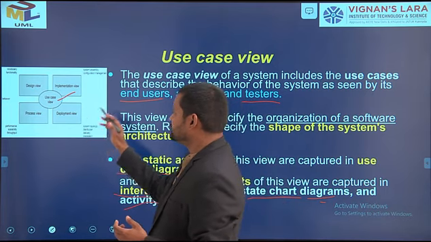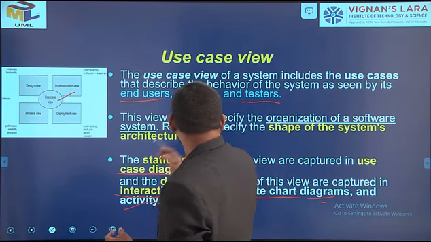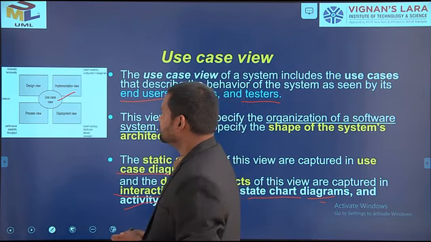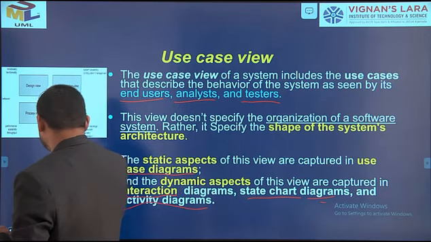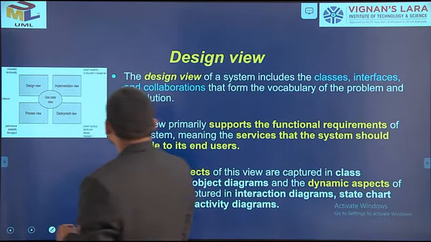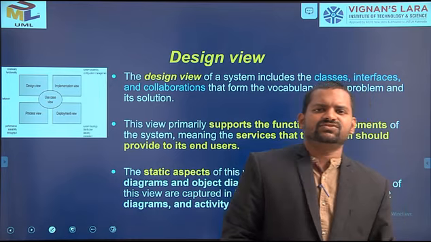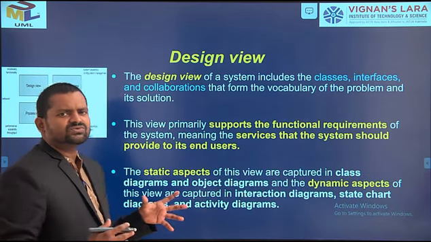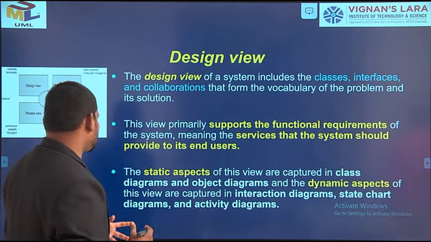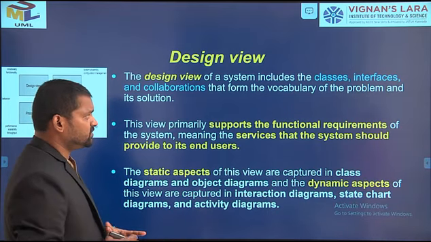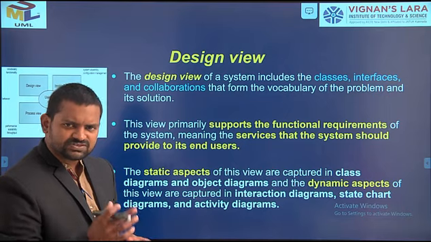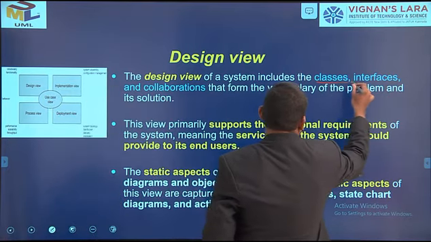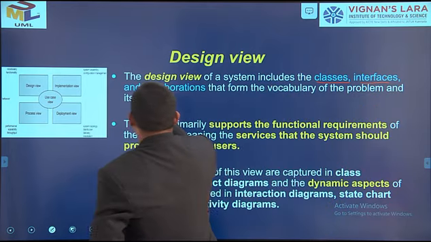Use case view has use cases which represent the shape of the system's architecture. That's very important, and it checks the behavior of the system. Next one, design view. What is a design view? The design view of a system includes only the classes, interfaces and collaborations.